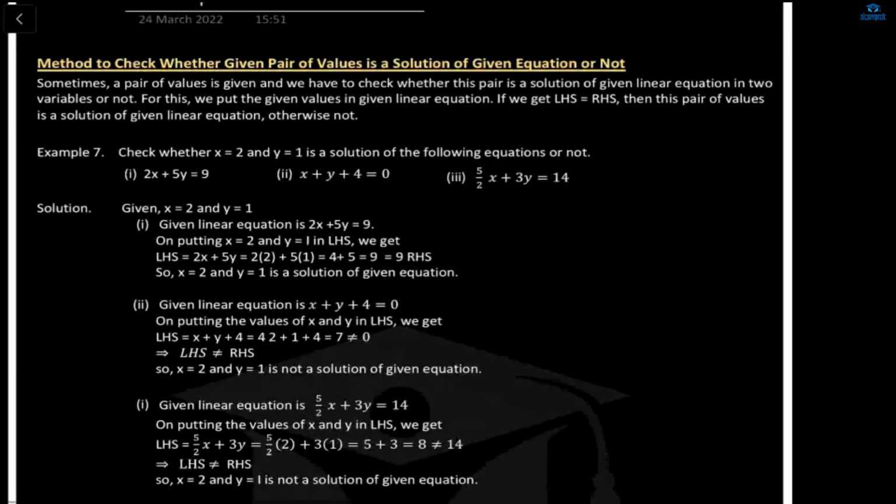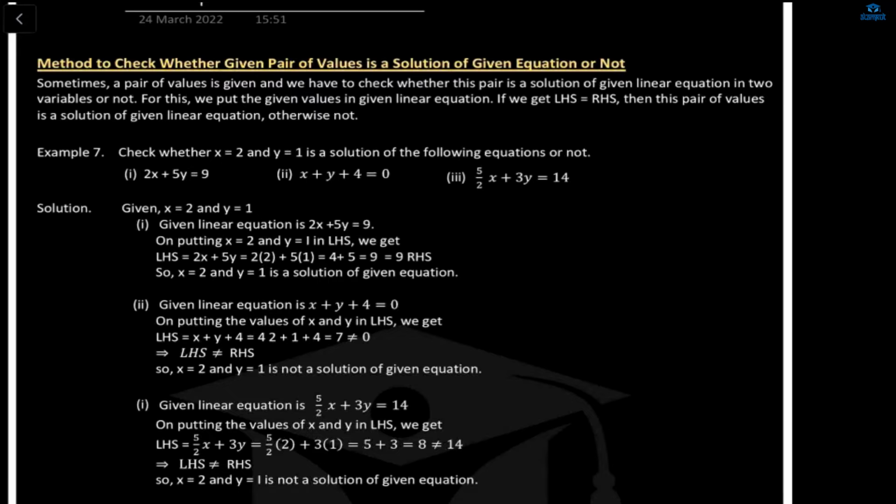Now, the method to check whether a given pair of values is a solution of a given equation or not. Sometimes it may give you an equation and also an ordered pair, and ask you to check whether this ordered pair is a solution of the given linear equation in two variables. How will you check that? You will put the values in the equation and check if LHS is equal to RHS or not. If LHS is equal to RHS, then that particular ordered pair is the solution of the given equation.